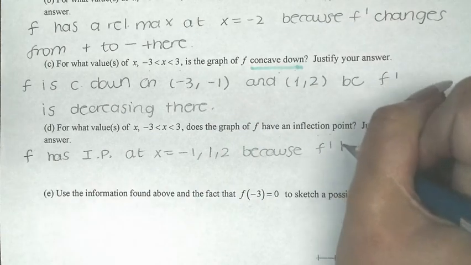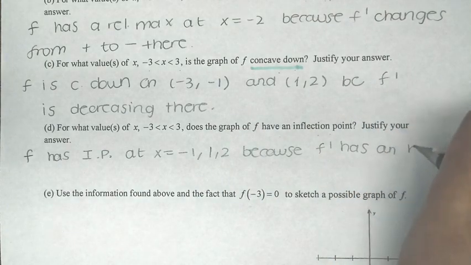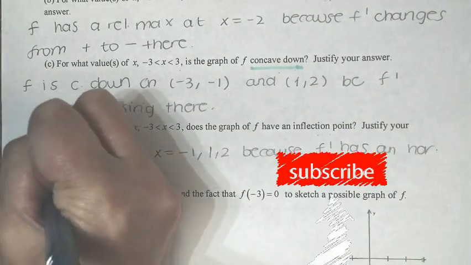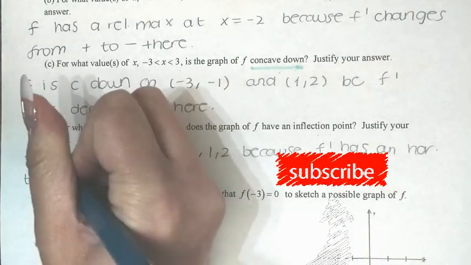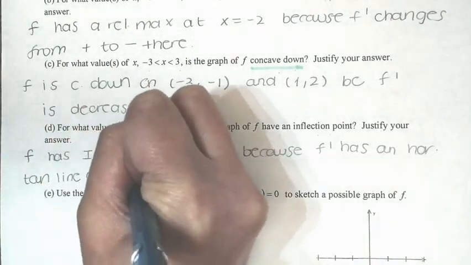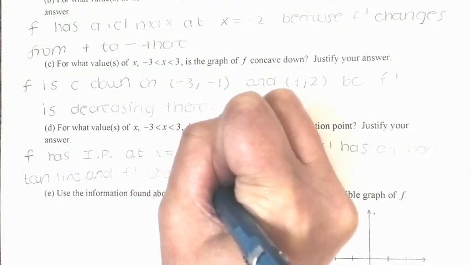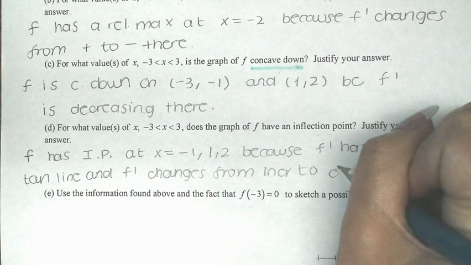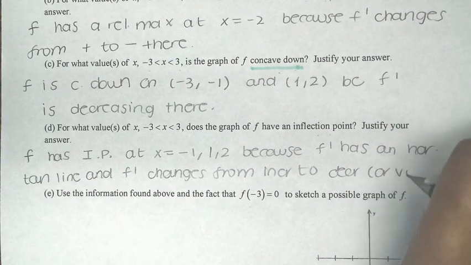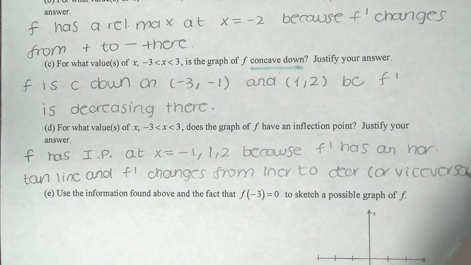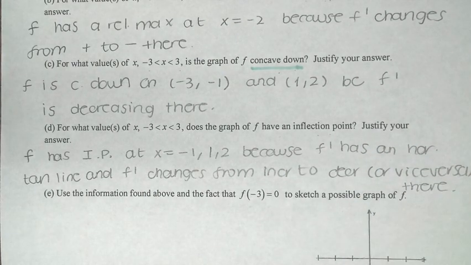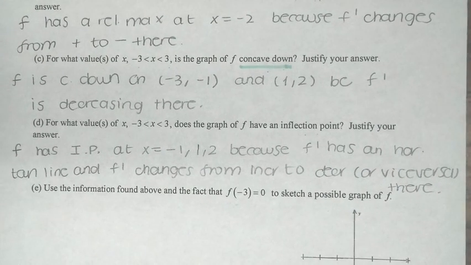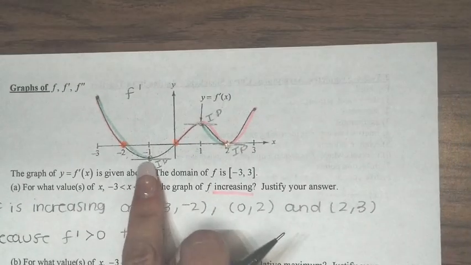because f prime has a horizontal tangent line, and f prime changes from increasing to decreasing, or vice versa, there. So that's why we have this situation. There are two things that we need to have when we have inflection points. So here, here, and here.